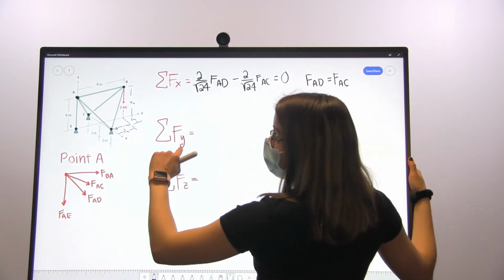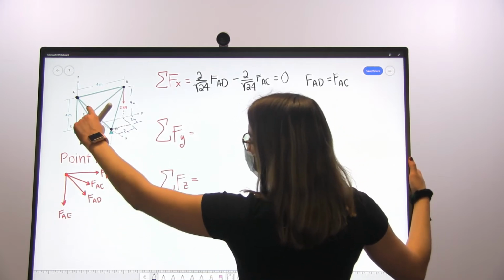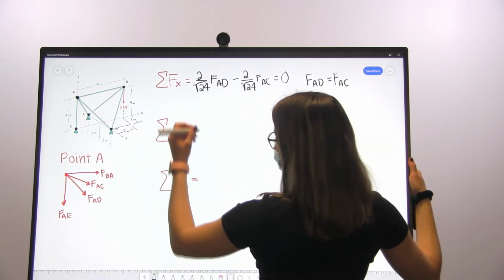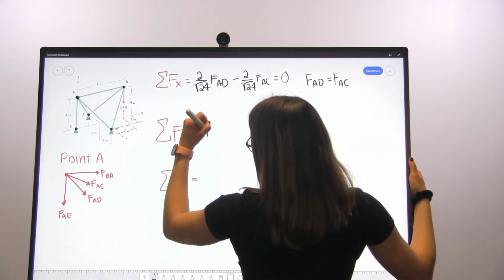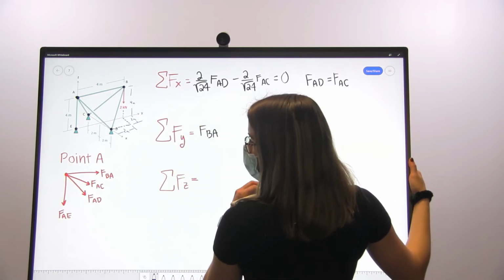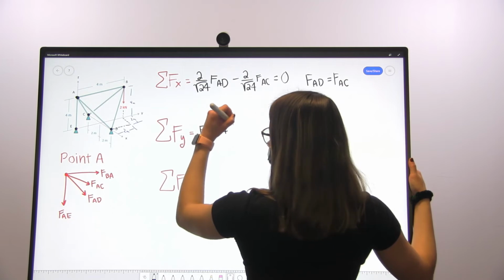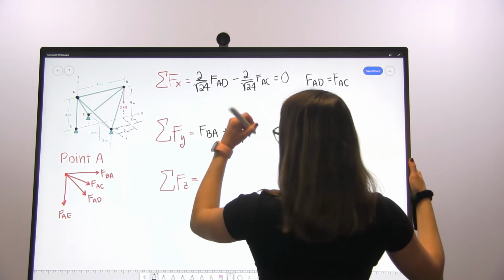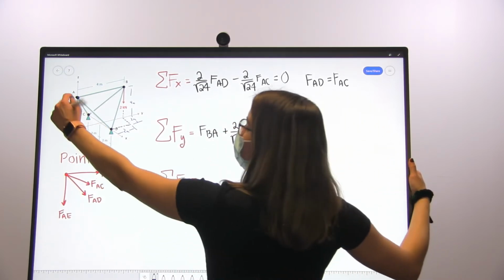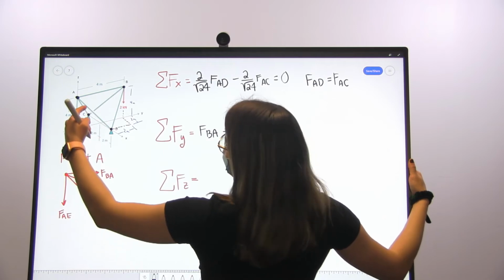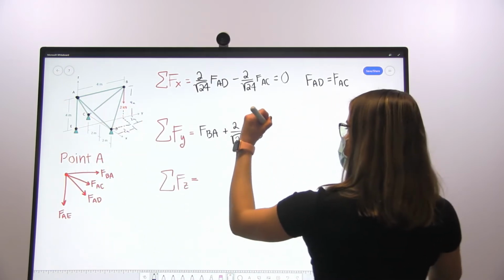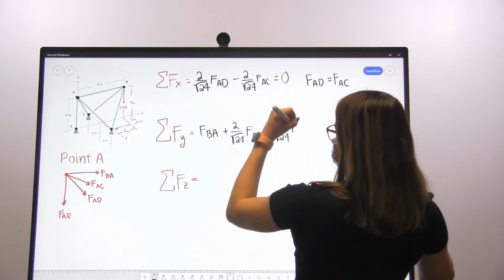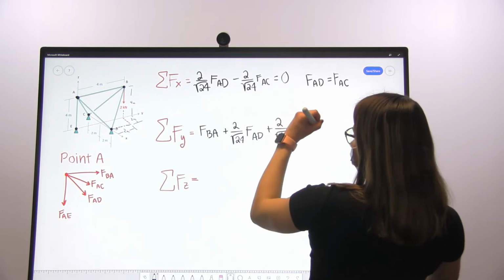In the case of the sum of the forces in our y direction, this is where we're going to make use of force AB, or force BA. So we have force BA plus 2 over square root of 24 FAD. Again, just emphasizing that because we're assuming tension, it's as though the cables were going in the positive y direction, so plus 2 over square root of 24 FAC, and this is equal to 0.